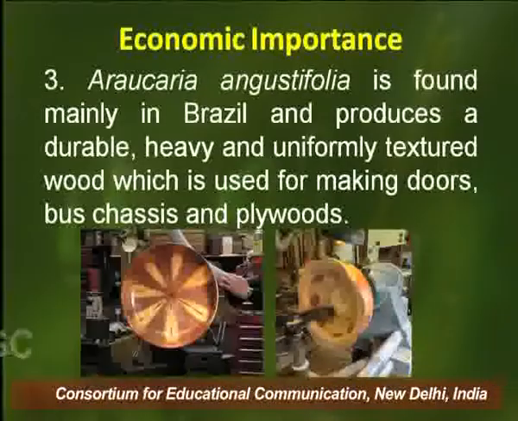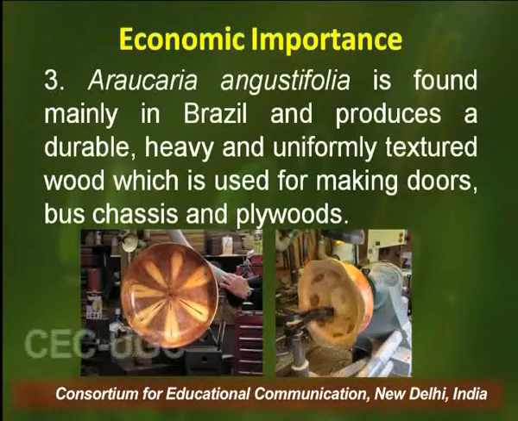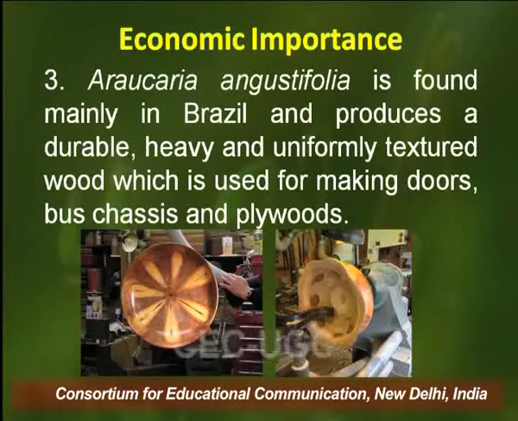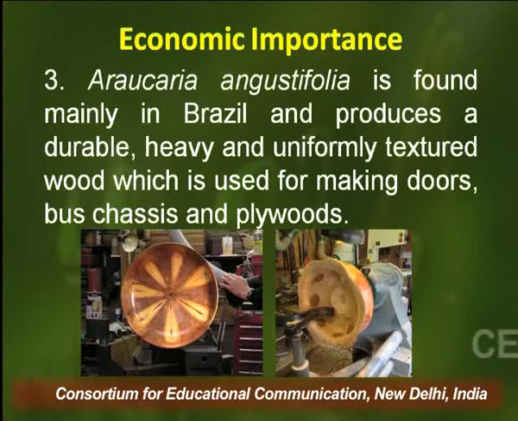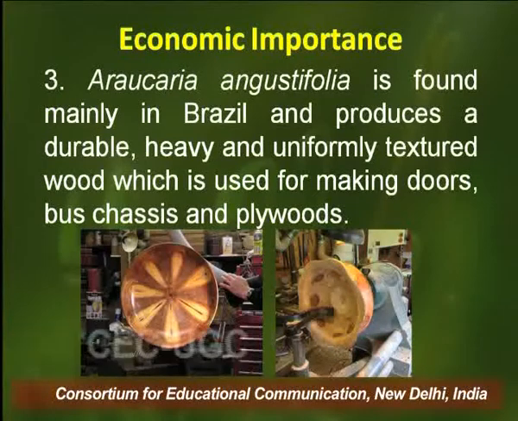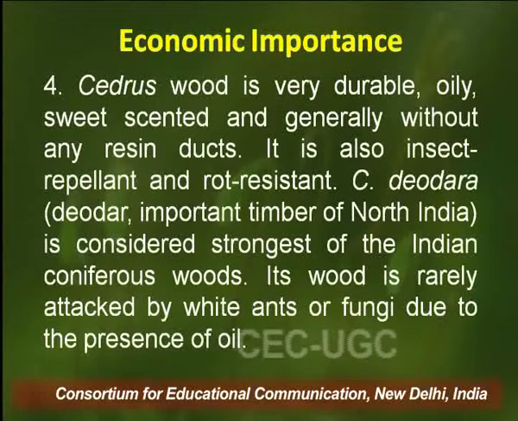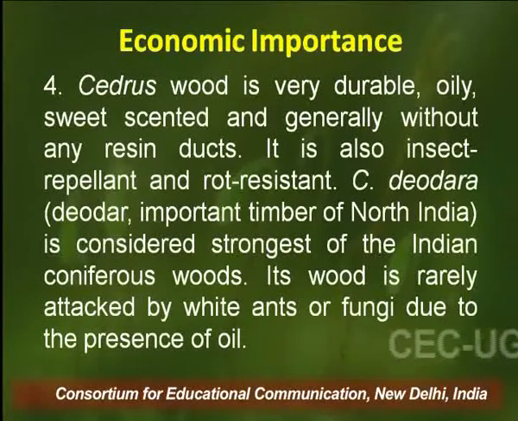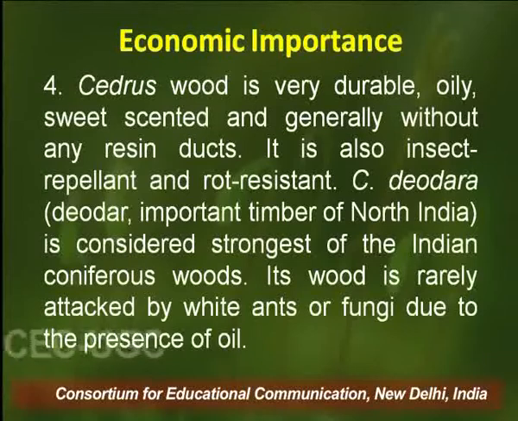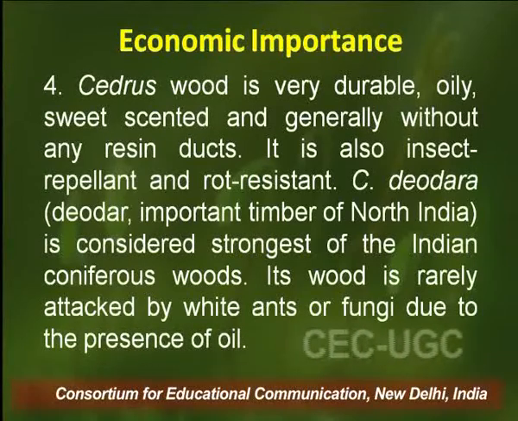Araucaria angustifolia is found mainly in Brazil and produces a durable, heavy and uniformly textured wood, which is used for making doors, bus chassis and plywoods also. Cedrus wood is very durable. They are oily, sweet scented and generally without any resin ducts. It is also insect repellent and rot resistant.